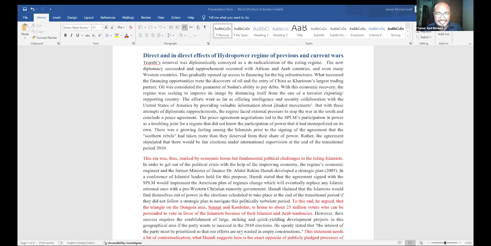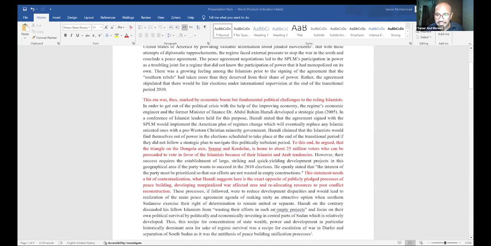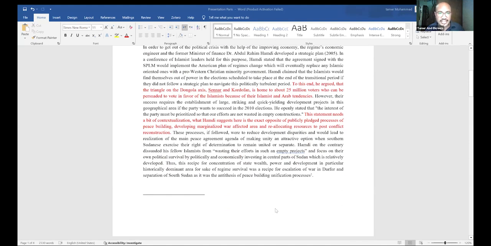So this statement needs a bit of contextualization. What Hamdi suggests here is the exact opposite of the publicly pledged process of peace building, developing marginalized war-affected areas, and reallocating resources for post-conflict reconstruction. These processes, if followed, were to reduce development disparities and would lead to the realization of the main peace agreement agenda of making unity an attractive option when Southern Sudanese exercise their right of self-determination to remain united or separate.